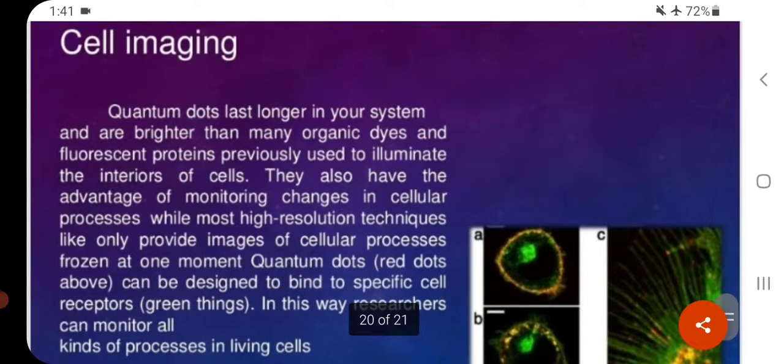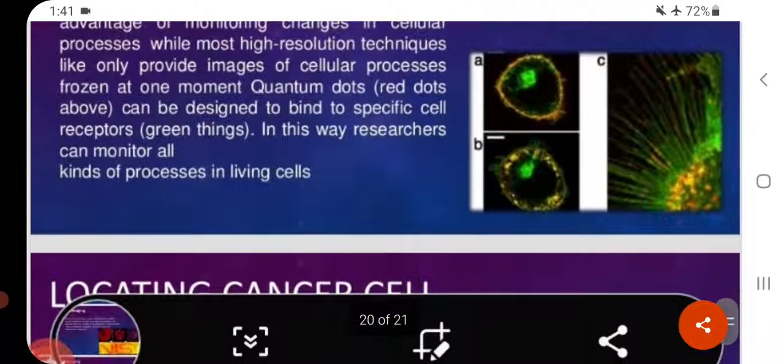Cell imaging. Quantum dots last longer in your system and are brighter than many organic dyes and fluorescent proteins previously used to illuminate the interiors of cells. They also have the advantage of monitoring changes in cellular processes, while most high resolution techniques only provide images of cellular processes frozen at one moment. In this way, researchers can monitor all kinds of processes in living cells. Thank you.